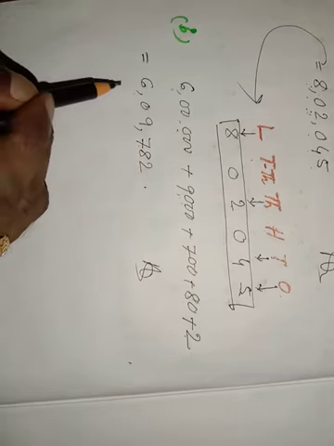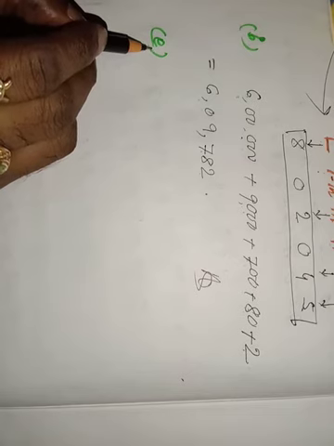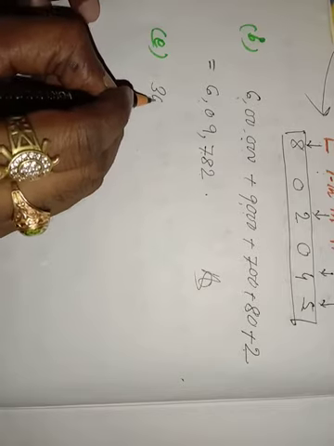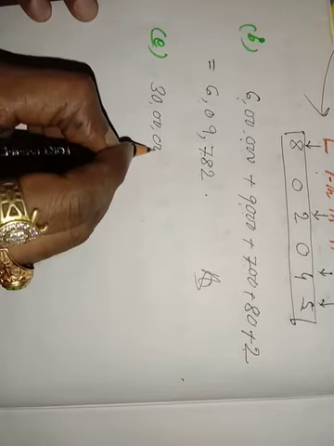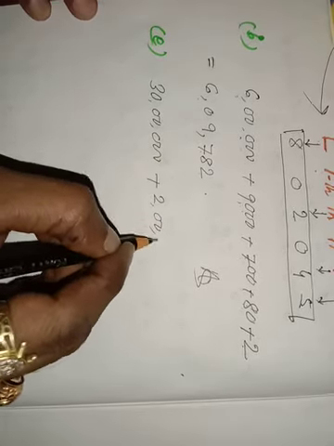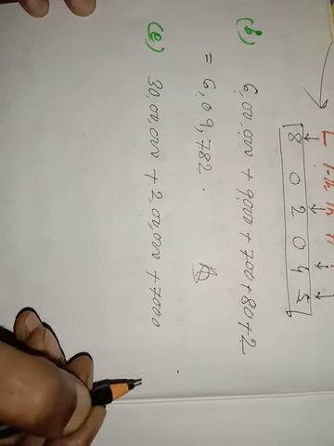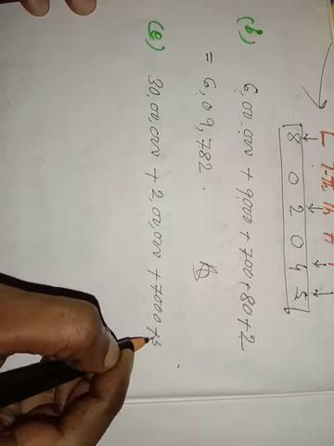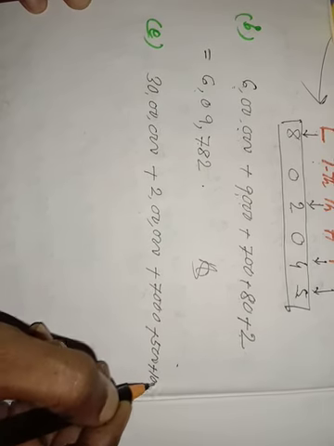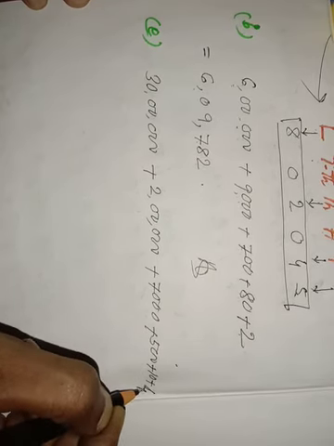Next I am going to the last part of number 6, that is E. What is given here? Given 30 lakh. 30 lakh plus 2 lakh plus 7,000 plus 500 plus 10 plus 4. Okay. Last part is 4.